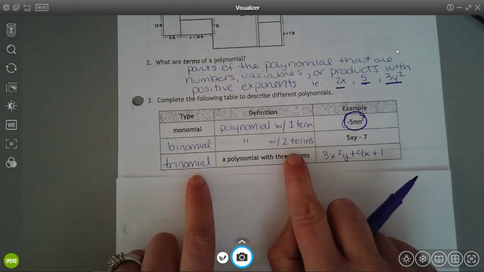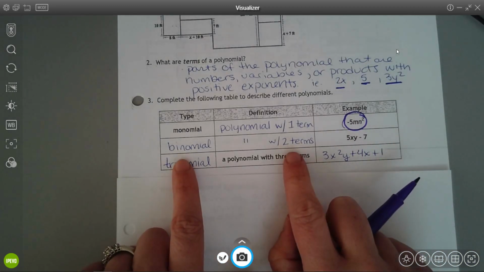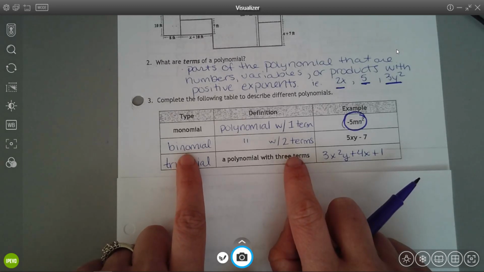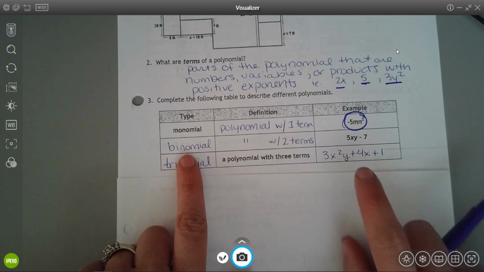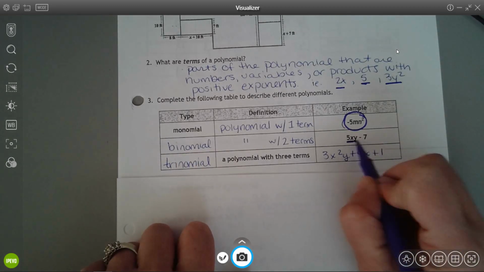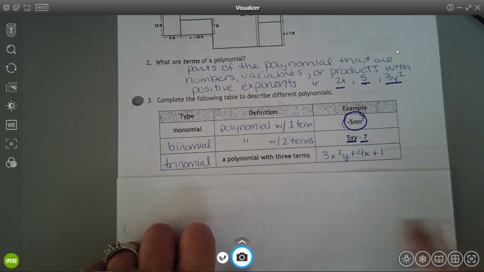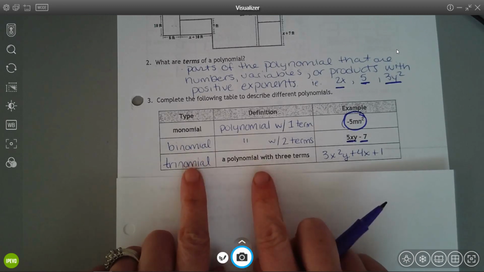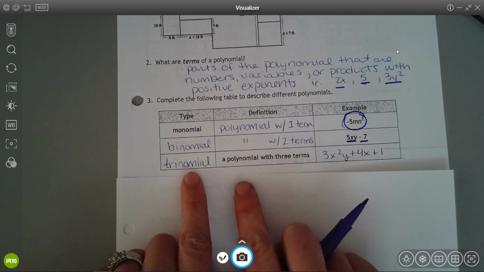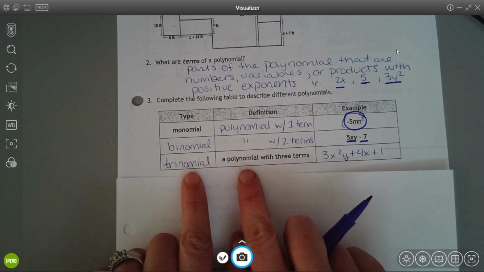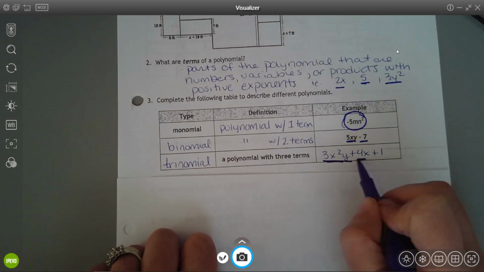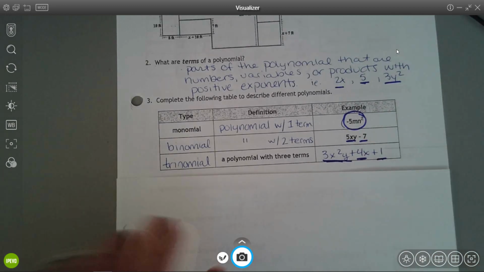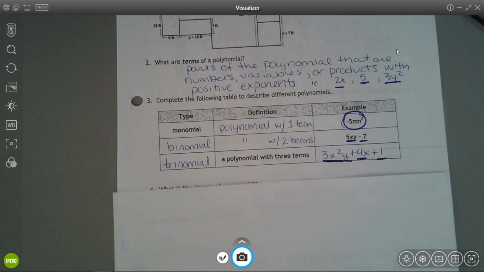A polynomial with 2 terms is called a binomial. That's like a bicycle. It has 2 wheels. So here we have 1 term, 2 terms. And then a trinomial, that's like a tricycle. Tricycles have 3 wheels. Well, a trinomial is a polynomial with 3 terms. So we've got 1, 2, 3. And again, these are just examples. They can come in many shapes or forms.